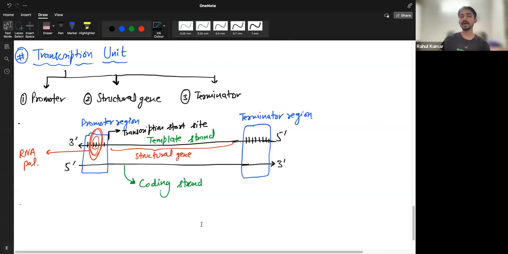Because the new RNA, which will be transcribed from the template strand, will have the same sequence as the coding strand, except at every place where there is a T, the RNA will have a U, but the code will be the same. So the coding strand is called the coding strand because it codes the same sequence that the mRNA will have. Make sense?